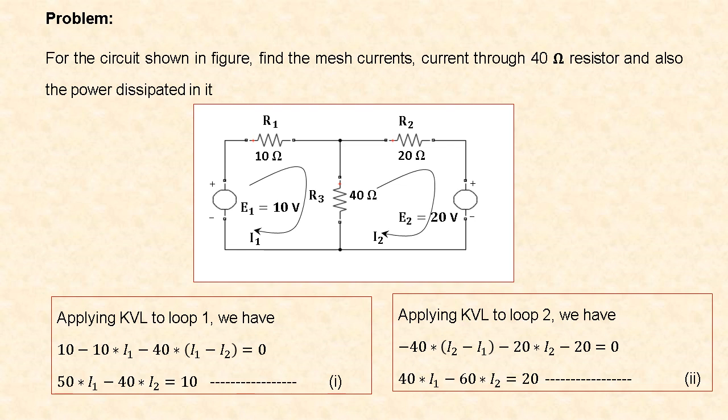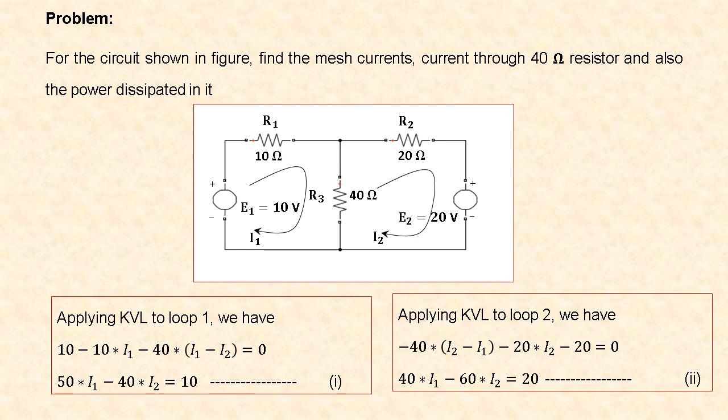For the circuit shown in the figure, find the mesh currents, the current through the 40 ohm resistor, and also the power dissipated in it. In the given circuit, there are two independent voltage sources, one is 10 volt and the other is 20 volt, and three resistors. R1 is equal to 10 ohm, R2 is equal to 20 ohm and R3 is equal to 40 ohm. And the mesh currents are I1 and I2.